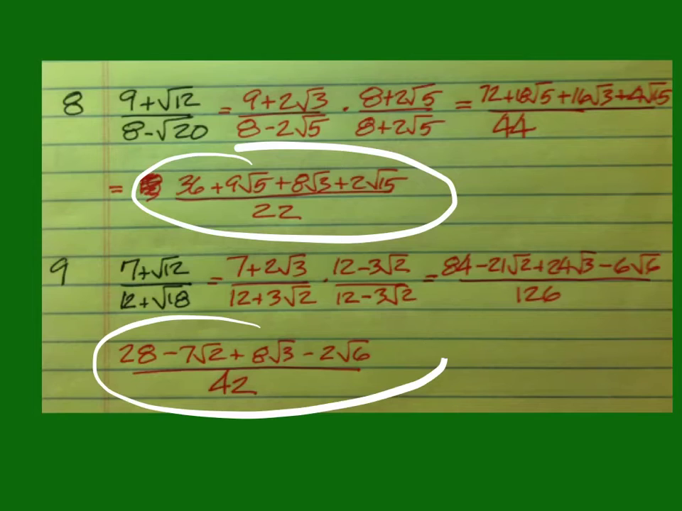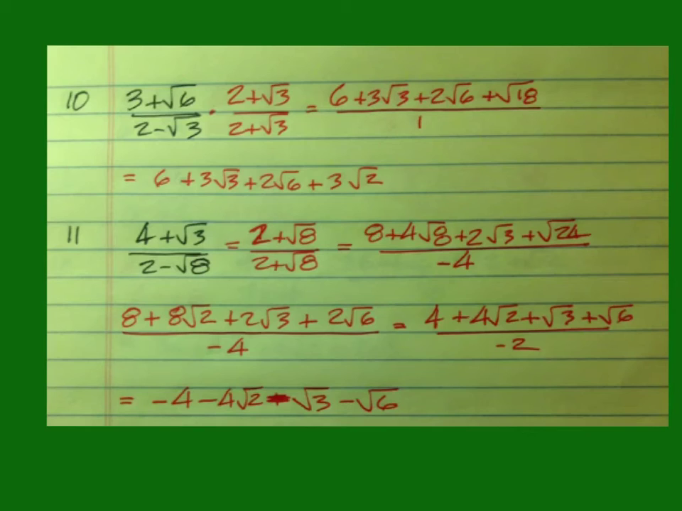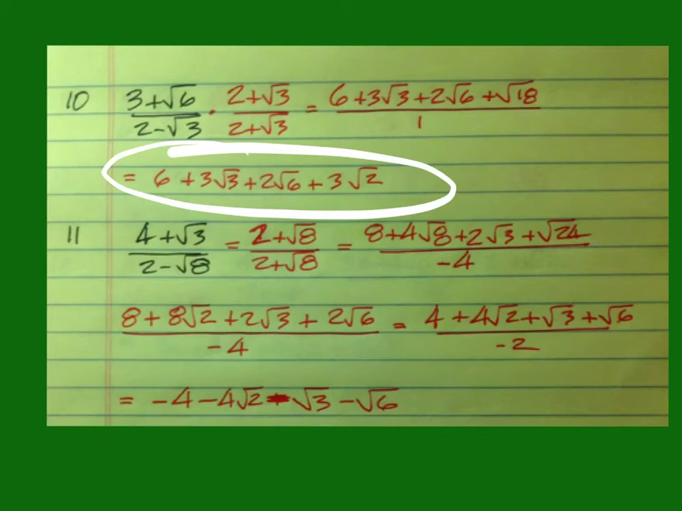And 9 is 28 minus 7 square root of 2 plus 8 square root of 3 minus 2 square root of 6 over 42. On number 10, should be 6 plus 3 square root of 3 plus 2 square root of 6 plus 3 square root of 2.